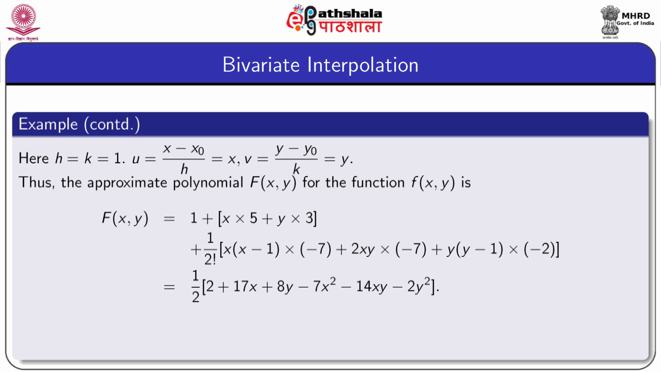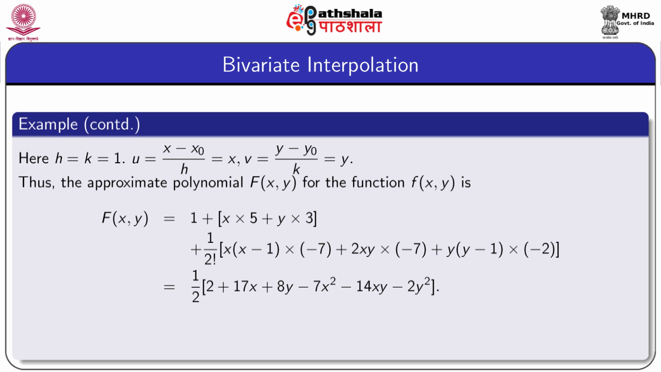So, for this case h and k are equal to 1, u equal to x minus x0 by h, this is equal to x because x0 is 0 and h equal to 1. Similarly, v equal to y because v equal to y minus y0 by k gives y, since y0 equal to 0 and k equal to 1.